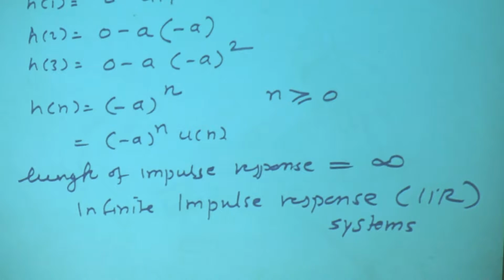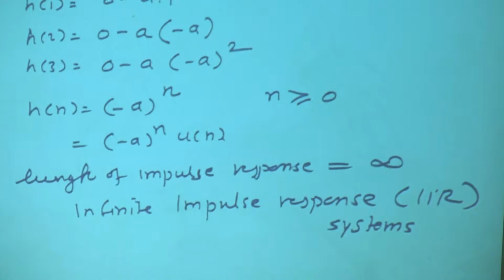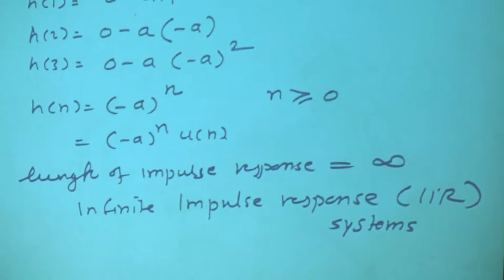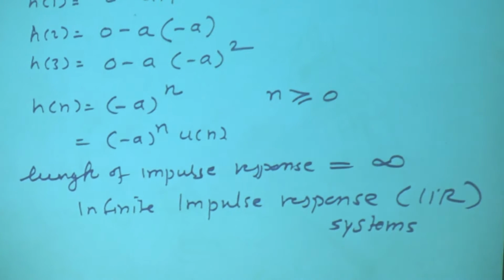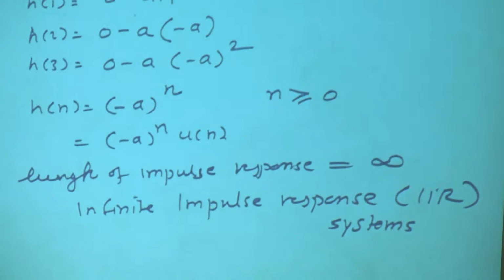All right, very important things as regards system classification with reference to discrete time systems. Discrete time systems can be classified in two different ways: one is finite impulse response, the other is infinite impulse response. Is it clear?